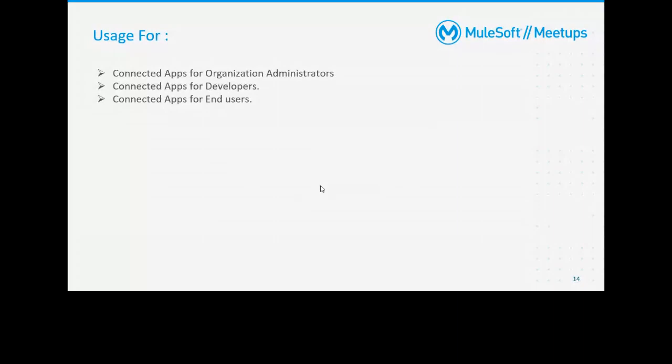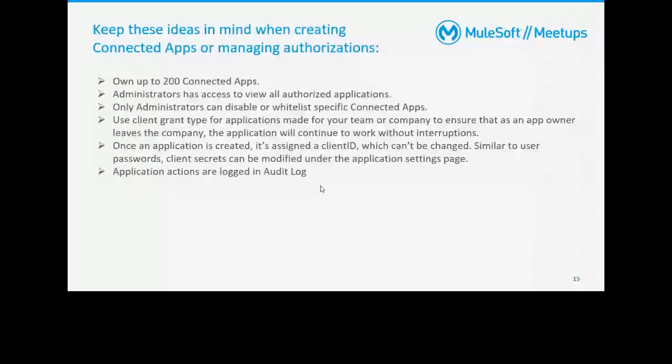These are some things which need to be kept in mind while using or managing connected apps. In one organization, 200 connected apps is the limit which you can create. The administrator of the organization will have access to check all the applications. Only the administrator can disable or whitelist specific connected apps. This gives authority to the particular user, so only the user whose IP is whitelisted can use that connected app. Then, use a client grant type application made for your team.